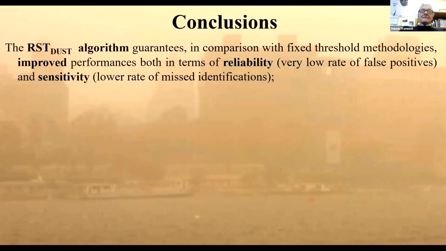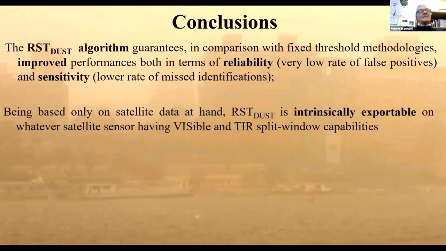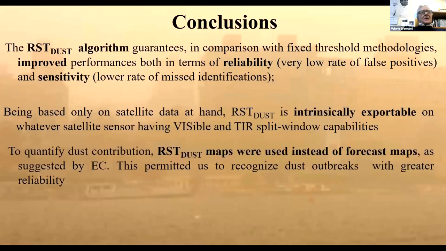So we have just presented an algorithm to detect the presence of the storms in a more reliable way and with higher sensitivity. It's an algorithm which is exportable. We can use it on all the satellites which have the split window bands, and we can use this kind of product instead of the forecast maps usually used to forecast the presence of Saharan dust over an area.